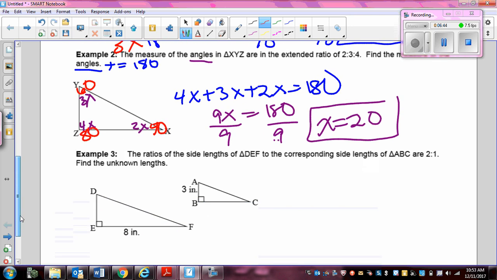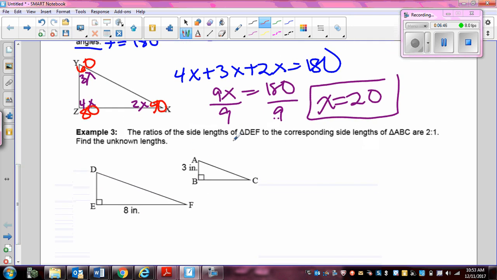Check it out. The ratio of side lengths in triangles DEF and ABC is 2 to 1. Okay? This is what we're going to be doing in chapter 5. So this is how we're going to figure it out. We're going to use this side that they give you and this side that they give you, and we're going to make a fraction. 8.